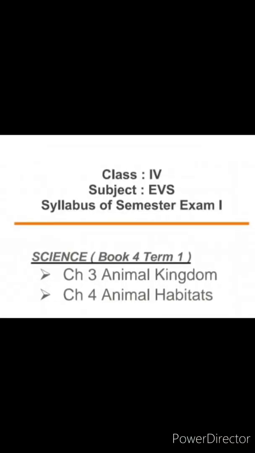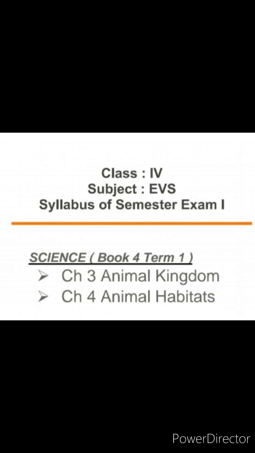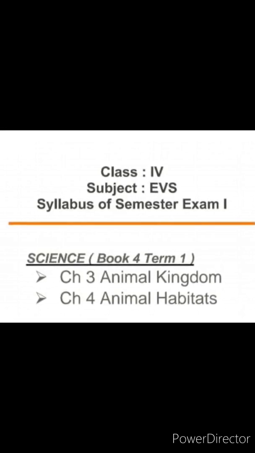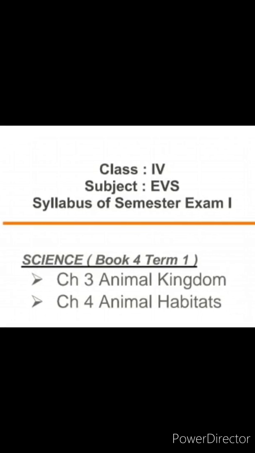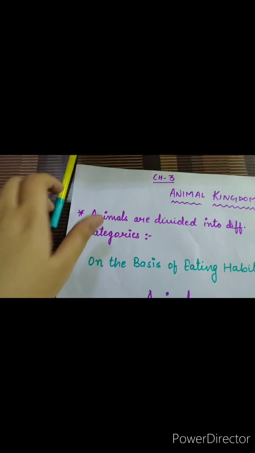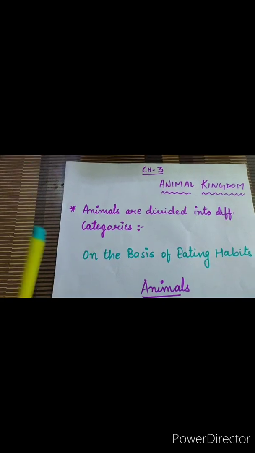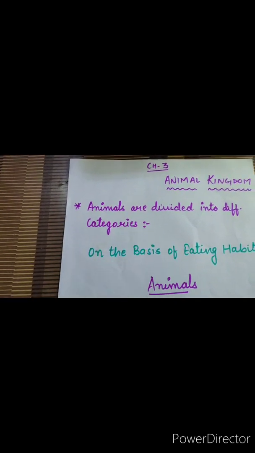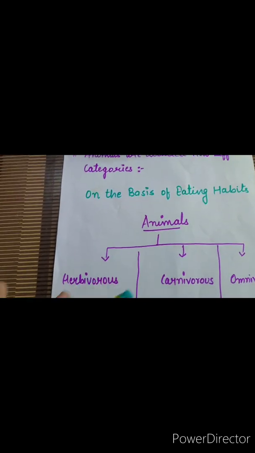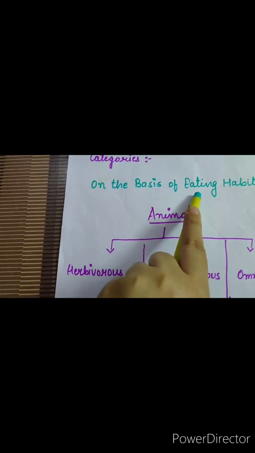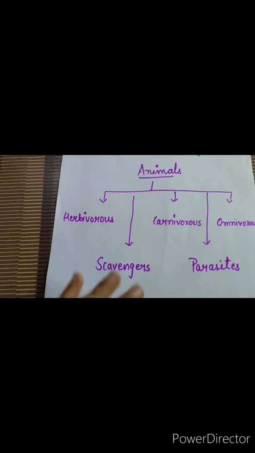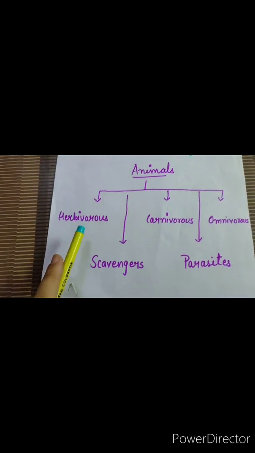Okay, now let's discuss the syllabus of science. Students, 2 chapters of science will be coming in your exam. Chapter number 3, Animal Kingdom, and chapter number 4, Animal Habitats. Let's quickly revise both of them. Students, in chapter number 3, Animal Kingdom, we discussed that animals are divided into different categories. The very first category is on the basis of eating habits. On the basis of eating habits, animals are categorized into 5 categories.